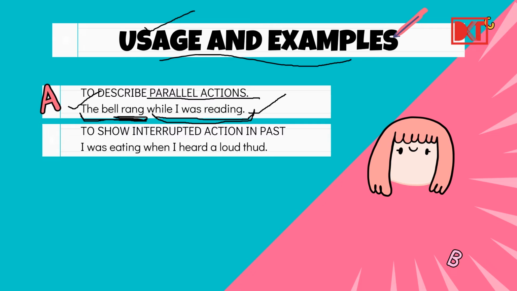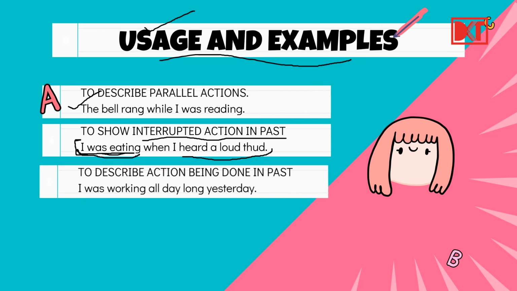we have an interrupted action in the past. Similarly, an interrupted action, like I was eating. I was eating and when what happened? When I heard a loud thud. Alright. So again, which is the interrupted action? The interrupted action is I was eating. And suddenly a loud thud happened. So this action which is interrupted is eating and that is in past continuous.